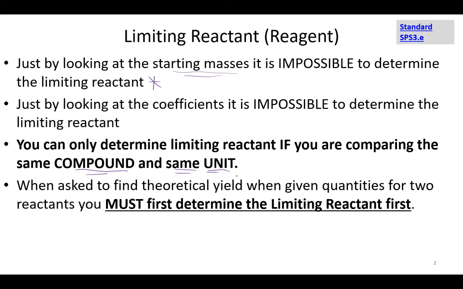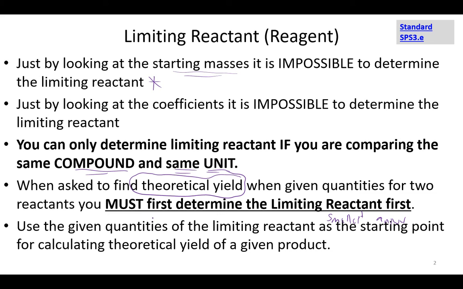And when you're asked to find theoretical yield, remember, theoretical yield is just a fancy way of saying how much we expect to make. If you do the two calculation method, it makes it simpler because you're calculating theoretical yield in both situations. You just have to remember to look at and determine which one is the smaller answer. That smallest answer is going to be your theoretical yield. Whatever started that calculation is your limiting reactant or your limiting reagent.